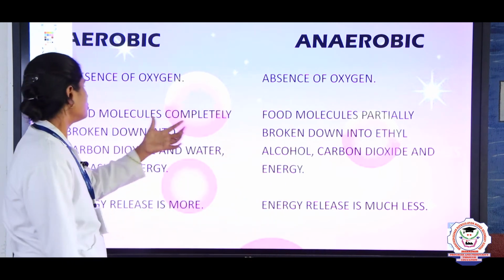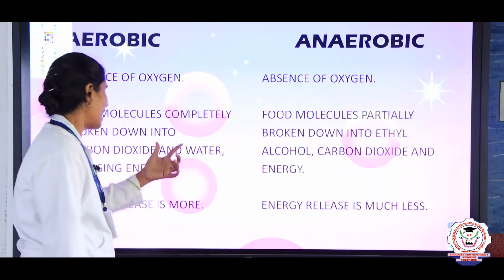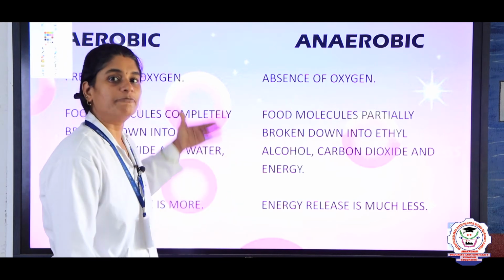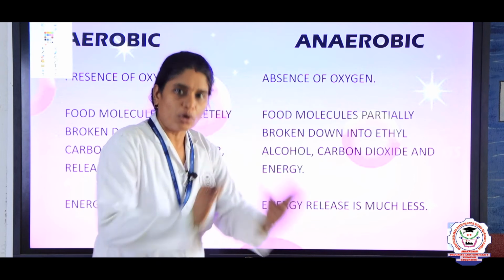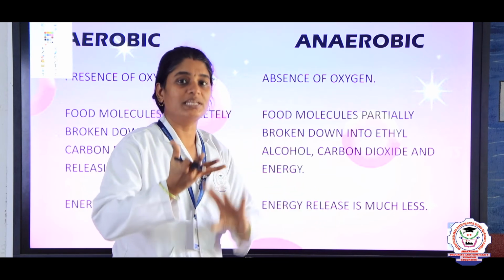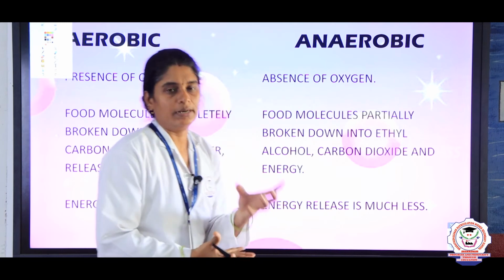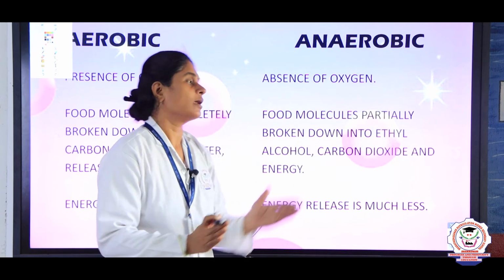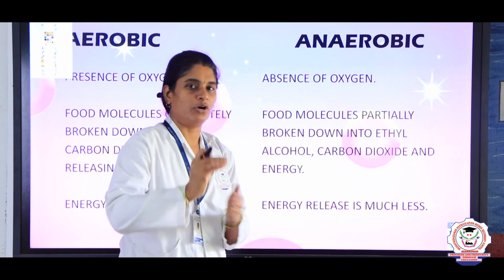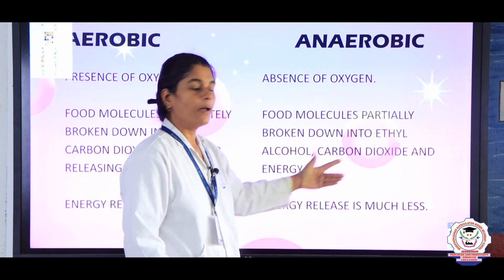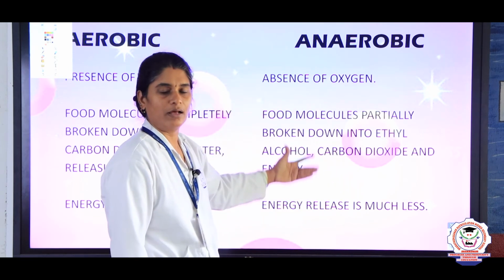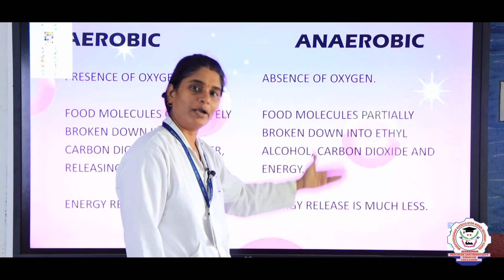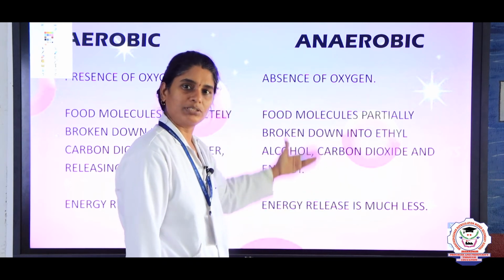Okay. In aerobic respiration, food molecules are completely broken down into carbon dioxide and water, which releases energy. So, here the food molecules are completely broken down and thereby we get carbon dioxide and water and we get energy, right. But in anaerobic respiration, the food molecules are partially broken down. So, only some part of the food molecules is broken down into ethyl alcohol and carbon dioxide, and these organisms get energy through that. Okay. So, the food molecules are partially broken down to get ethyl alcohol, carbon dioxide and energy.